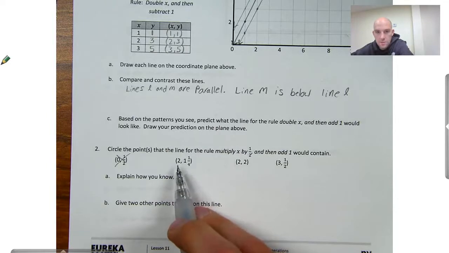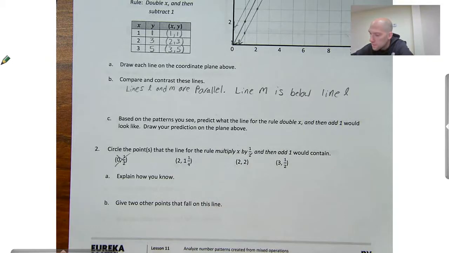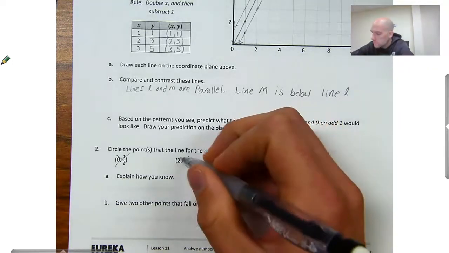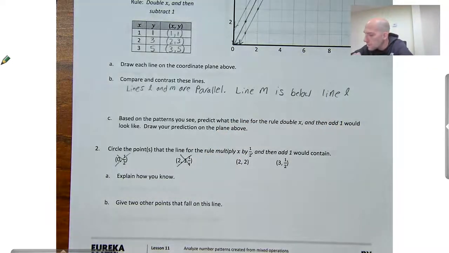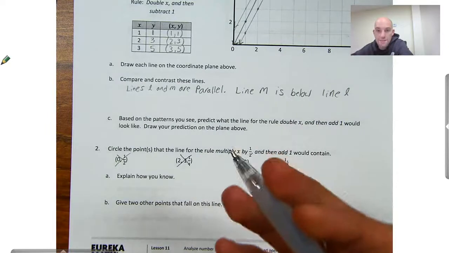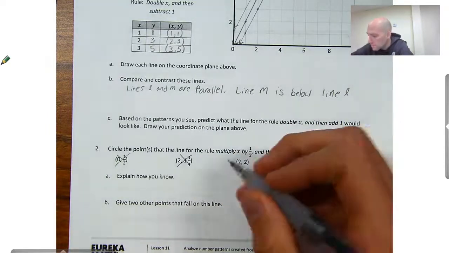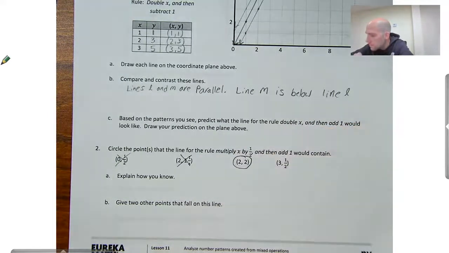If we have 2 multiplied by 1/2, we would get 1. Plus another 1 would give us 2. Not going to be that one. If we have 2 and we divide by 2, or we multiply by 1/2, we get 1. And then we add 1 more, we would get 2. So that would fall on that line.